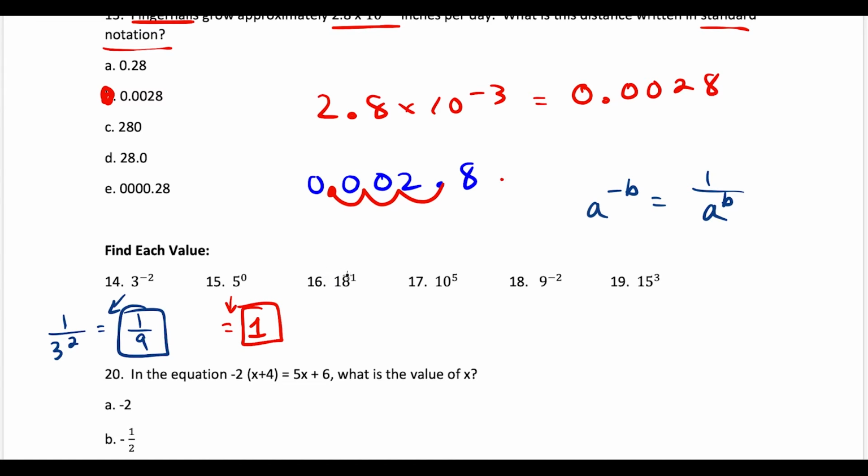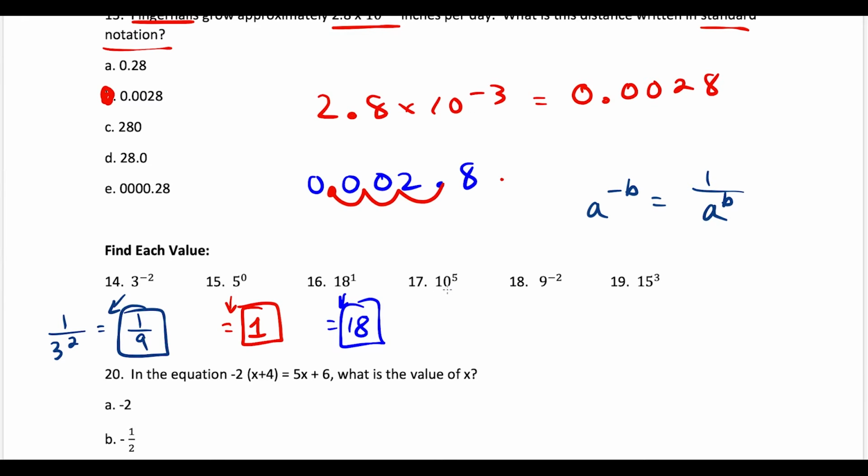So question 16, we have 18 to the first power. That's just going to be equal to 18. All right, just know that if we had 18 to the second, we would have to do 18 times 18. But 18 to the first, you just rewrite the number, it's 18.